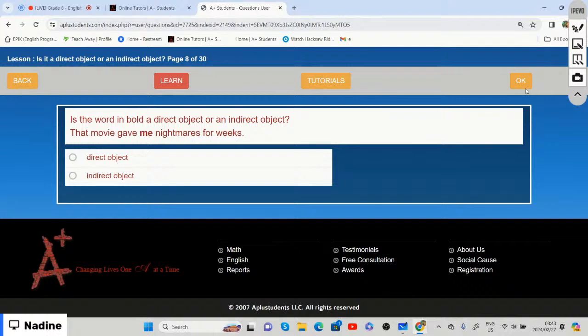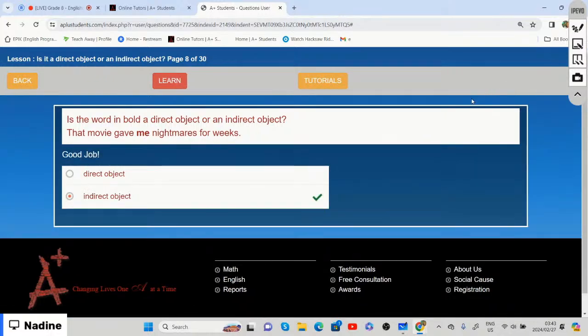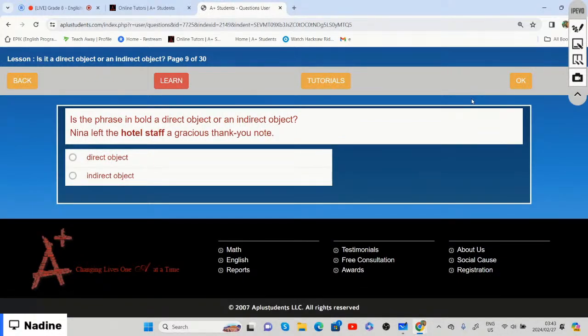So we need to say, that movie gave me nightmares for weeks. Is that a direct or an indirect object? So, gave me. We can say this is an indirect object. And remember, we said an indirect object comes between a verb as well as a direct object. So it's an indirect object.